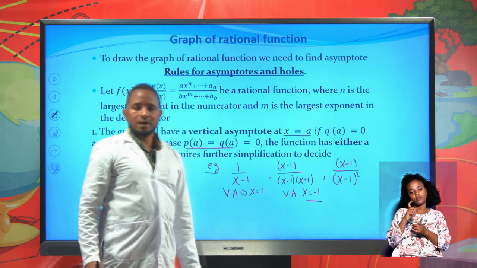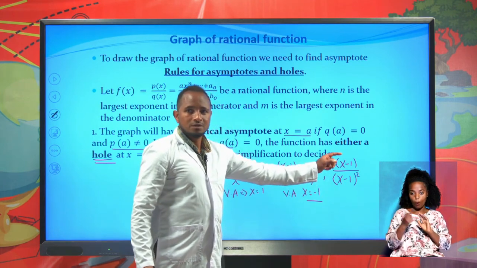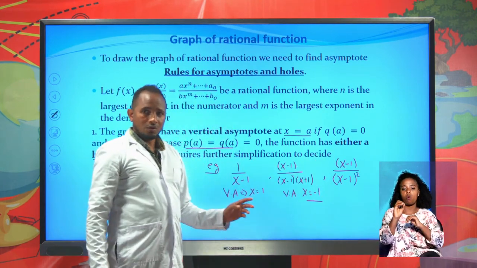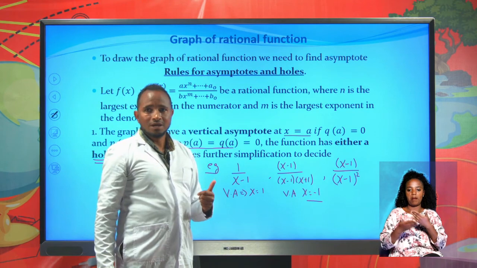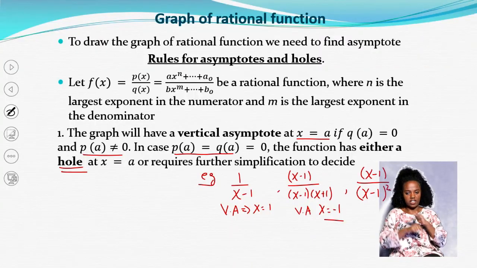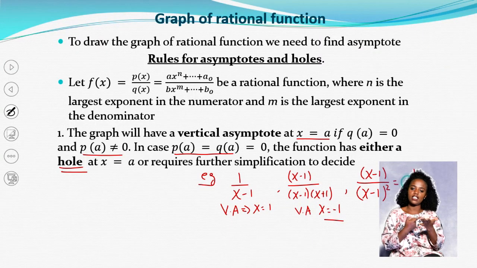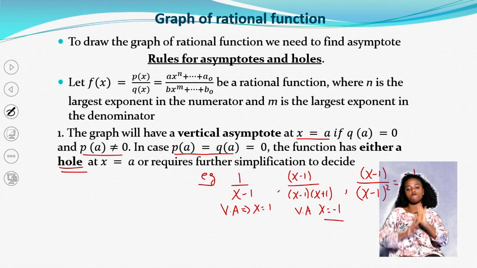x minus 1 over x minus 1 squared. In this case, x equals 1 makes both the numerator and denominator 0. But this can be further simplified. So we decide whether it has a vertical asymptote or a hole at this point by further simplification. Further simplifying this, you have 1 over x minus 1. Therefore, for this case, 1 makes the denominator 0, but cannot make the numerator 0. In this case, the graph has a vertical asymptote at x equals 1. This is what this sentence says.